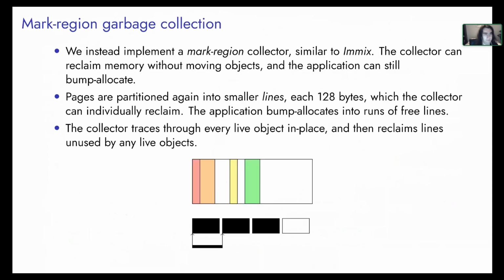So the algorithm I've implemented is a mark-region garbage collector, similar to the Immix collector. Now, this collector is able to reclaim memory without moving the objects, but it still allows the application to bump allocate to get that speed.